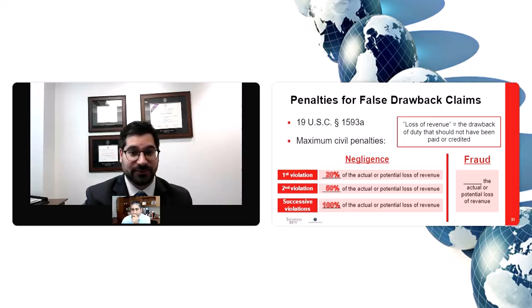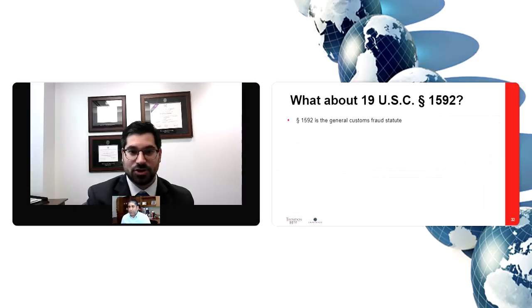Fraud's a little bit of a different animal. Fraud obviously has a connotation of an intentional deceit. So in those situations, Section 1593A applies a maximum civil penalty of 3 times the actual or potential loss of revenue. Now, some of you out there might be thinking to yourselves, well, hold on. I thought that Section 1592 was the general customs fraud statute. Shouldn't that apply instead? And you're not wrong.